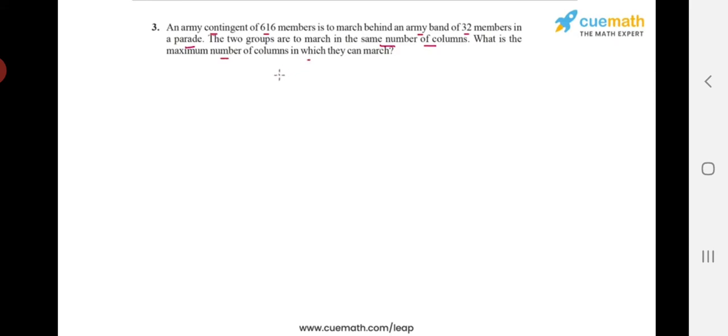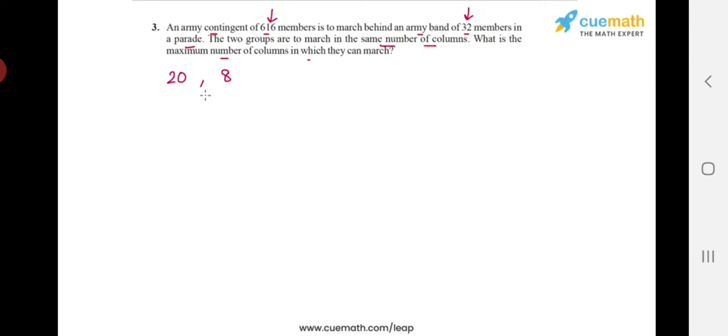Now, this is a very interesting question, and to understand how to solve it, let's consider the same situation given in the problem but with much smaller numbers. So, suppose that instead of 616 army men and 32 band members, we had 20 army men marching behind 8 band members. So, I'm considering a situation with much smaller numbers.